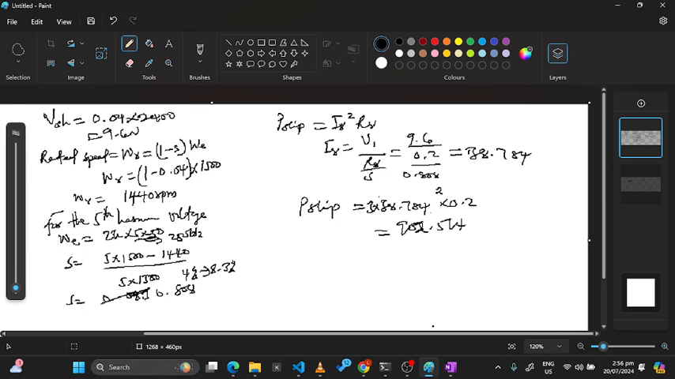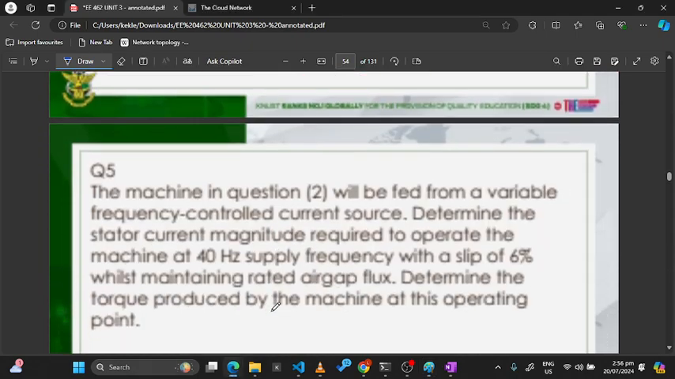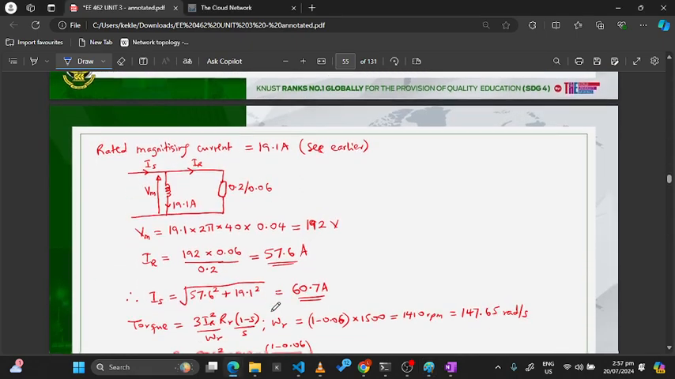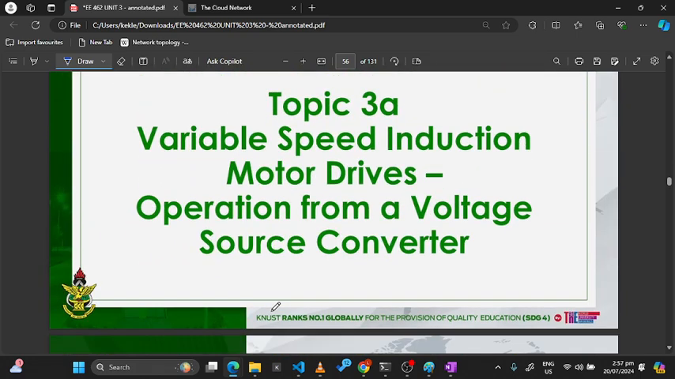Okay. Yeah, so that's for question 4. So try question 5. It's not difficult. You'll be fine. Okay, so now the next one is the variable speed induction motor drive operating from a voltage source converter.